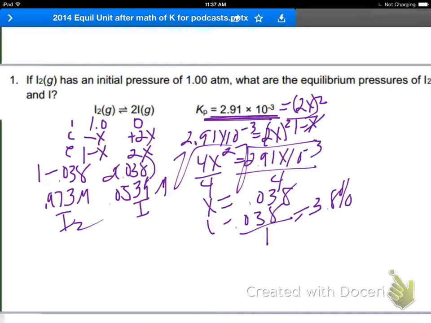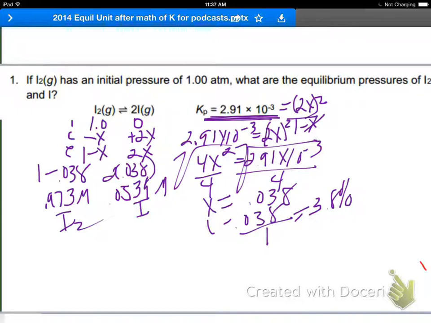Alright, for this one, I'm going to switch my pen to red now. I have initial pressure of 1 atmosphere, and we want to know the equilibrium pressure of I2 and I, and we're given the equilibrium expression. Okay, so we're going to set up a RICE table.